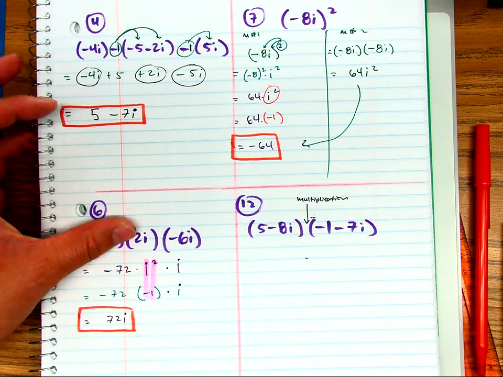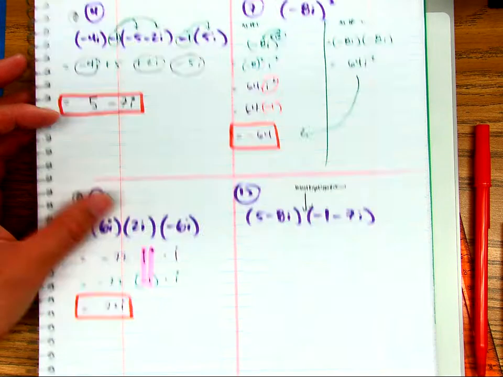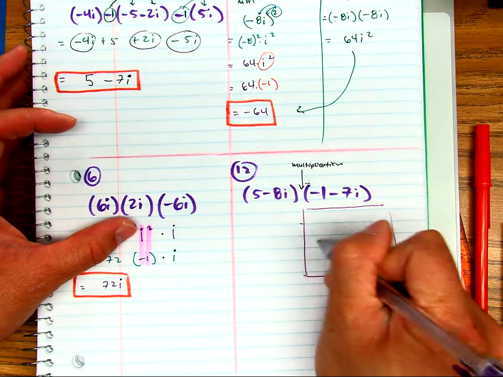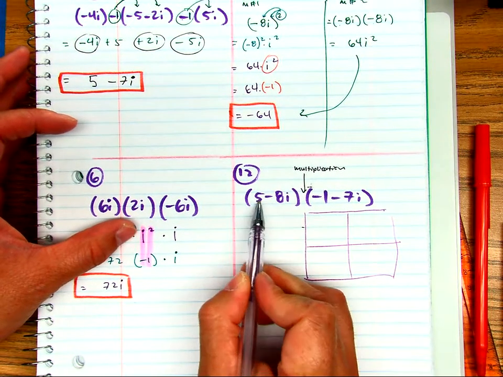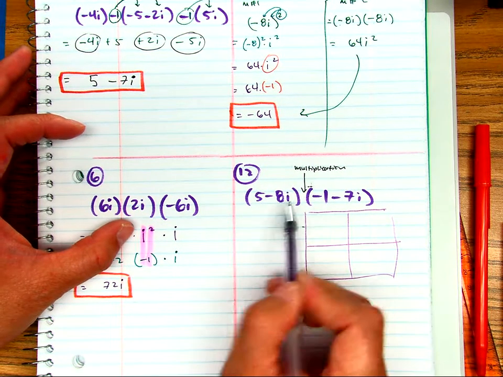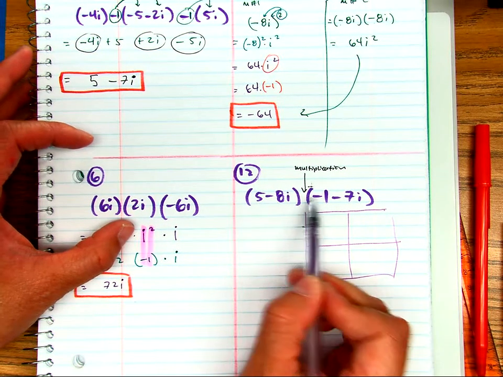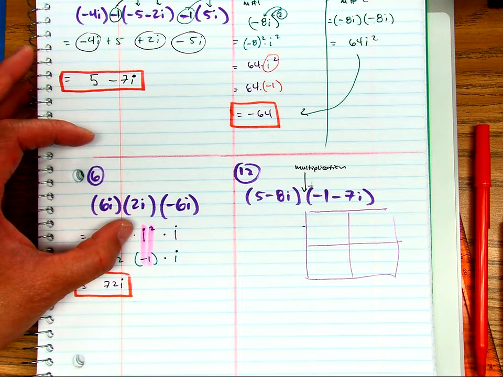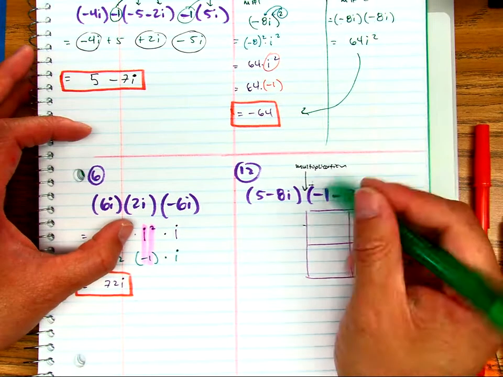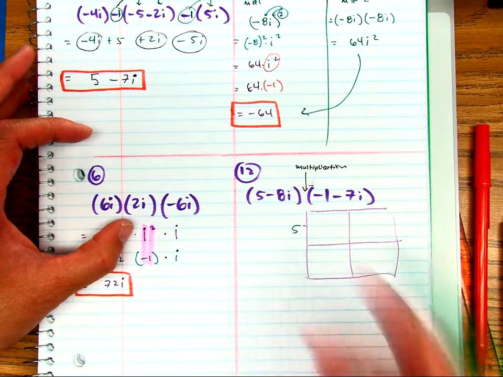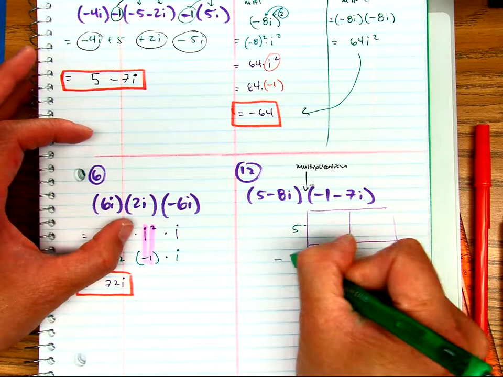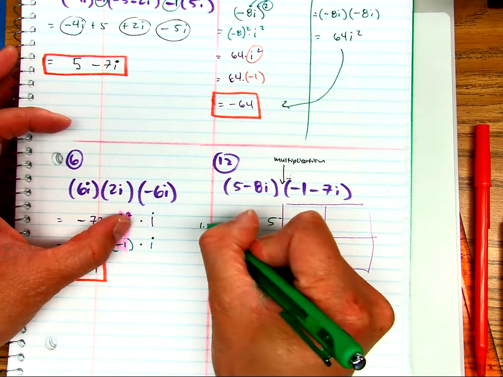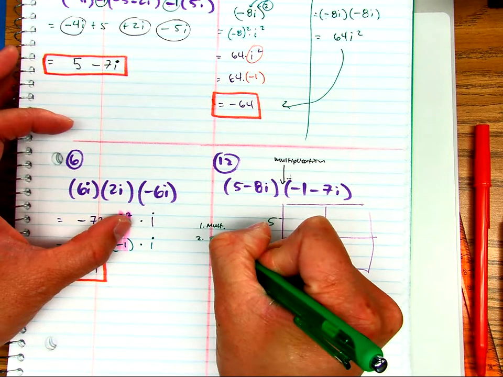If this is multiplication, I'm just going to go ahead and draw myself a box. The question might be, how big of a box do I draw? It is 2 terms, 1, 2, times 2 terms, 1, 2. Binomial times a binomial is 2 times 2, which is a 4. You're going to have 4 boxes there. 5 and a negative 8I. If you use FOIL, that's fine. We're going to do the same thing. We're going to multiply and then we're going to add.